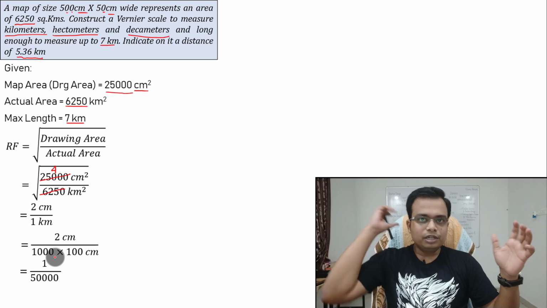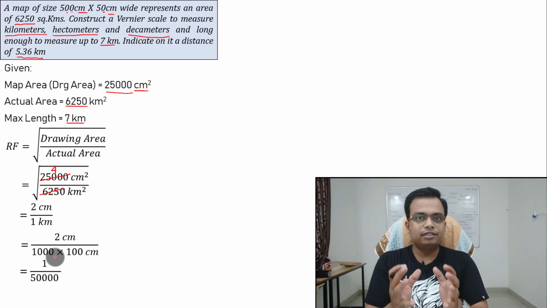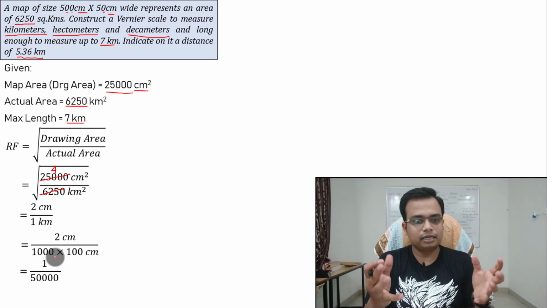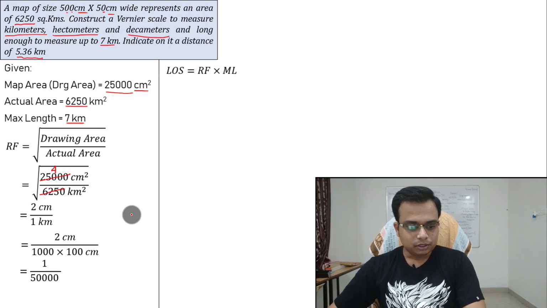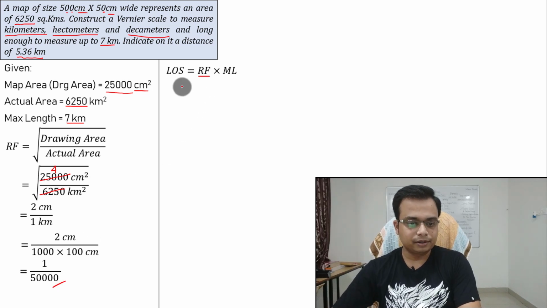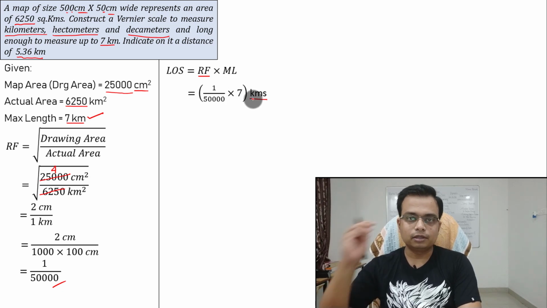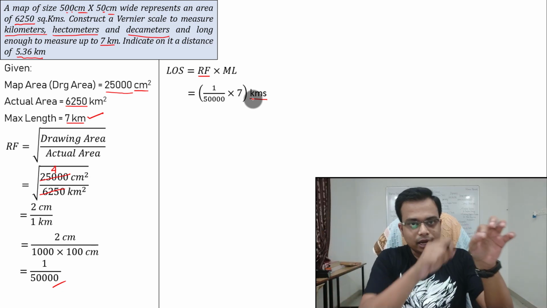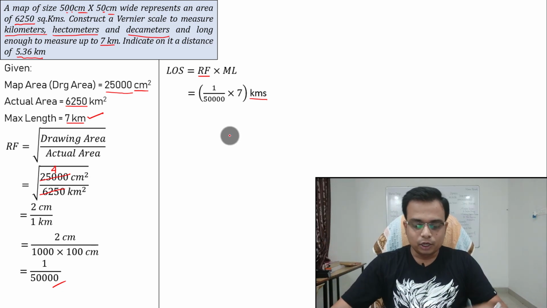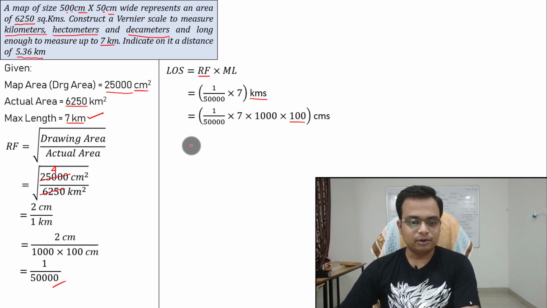So the original area has been reduced 50,000 times in order to make sure that it fits perfectly in a drawing sheet. That's the entire idea. Now let's calculate the length of scale. So this is the RF, and the maximum length is 7 kilometers. We don't have a scale of kilometers, we have a scale of centimeters, the physical scale that we use to draw lines. So kilometer is 1000 meter and meter is 100 centimeter. Just do this and the final value is 14 centimeters.